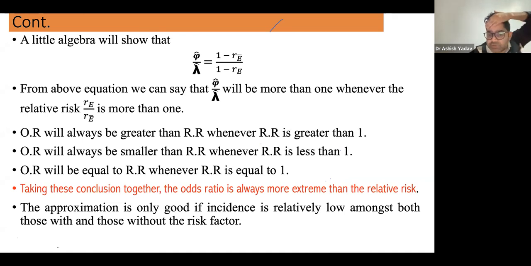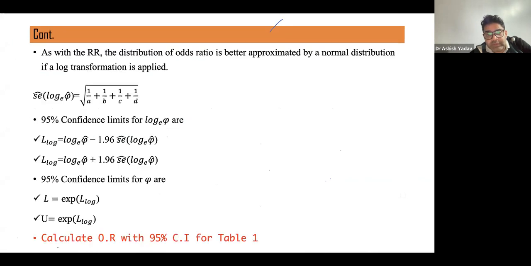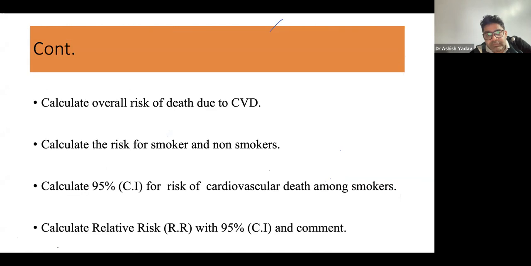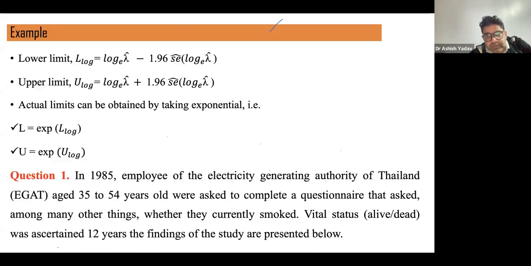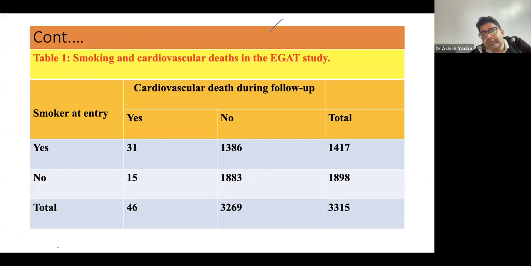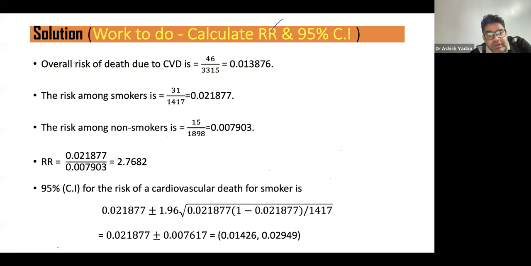So taking these conclusions together, the odds ratio is always more extreme than the relative risk. For the same data set, if we are calculating table number 1, if someone can quickly calculate and tell me what values you are getting for OR and RR. RR value I think we have given. RR value is 2.7682. Now you can calculate the OR value for this.